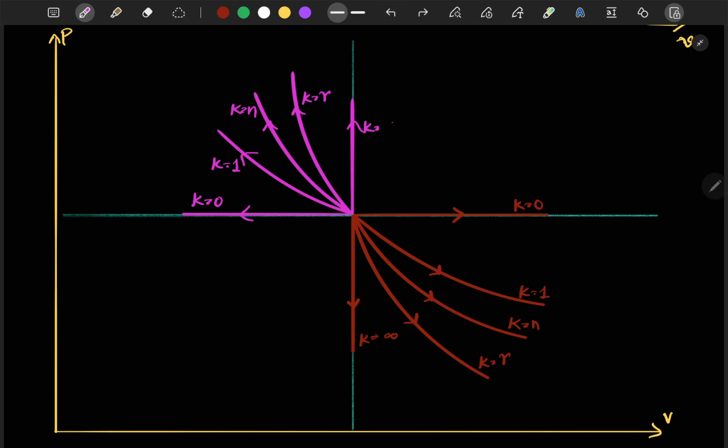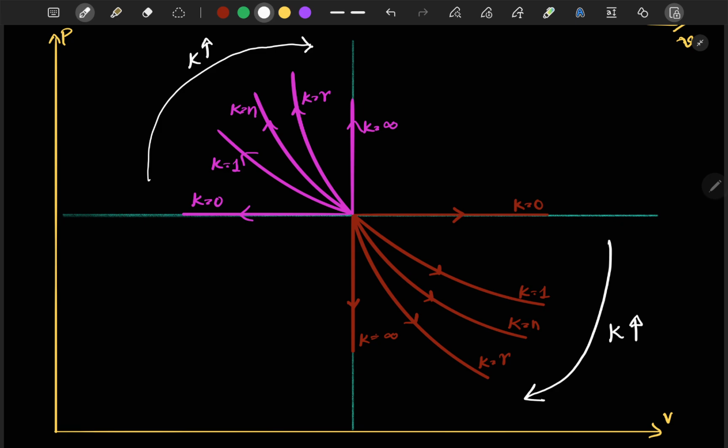So I have represented all the processes, for expansion and for compression, on the PV diagram. You can see from here that the value of k increases clockwise, whether in case of compression or expansion. K increases in the clockwise direction. So you can remember it in this way.